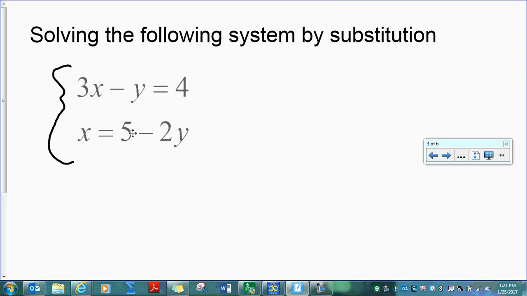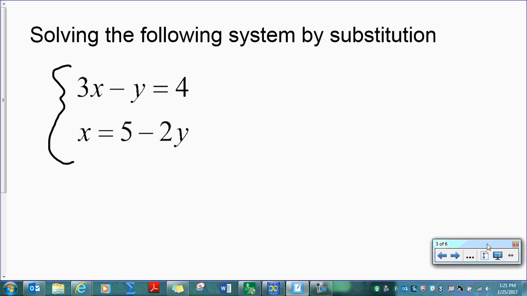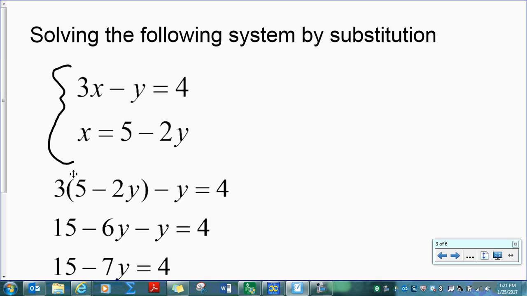Alright, so we are going to do this problem. 3x minus y equals 4, and we have x equals 5 minus 2y. Okay, so we're doing substitution, right? So we need one variable by itself. In this problem, we are very lucky because we already have an x here by itself. Okay, so what we're going to do is take what x equals, the 5 minus 2y, and plug it in for this x in the other equation. Okay, so it's going to look like this. We have 3 times (5 minus 2y), with the 5 minus 2y in parentheses, minus y equals 4.